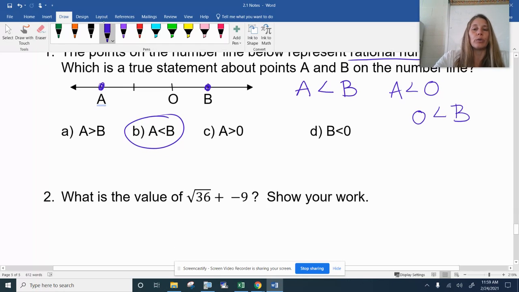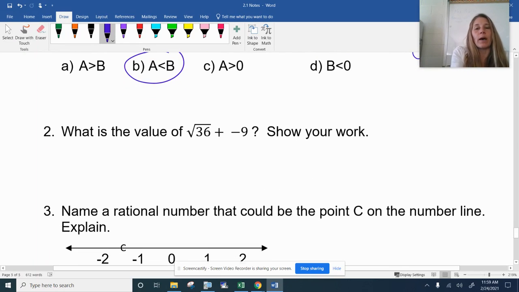Okay, number 2. What is the value of the square root of 36 plus -9? Well, square root of 36, we're asking for the principal or positive root here, so we just need 6. And when we add a negative, we're really just subtracting.